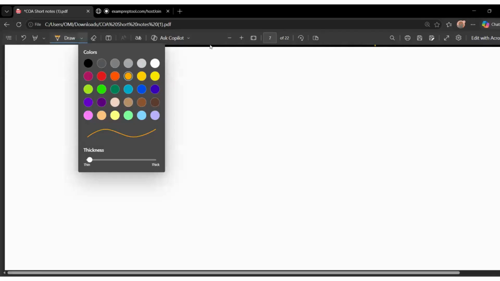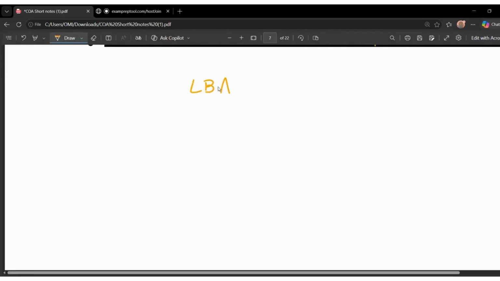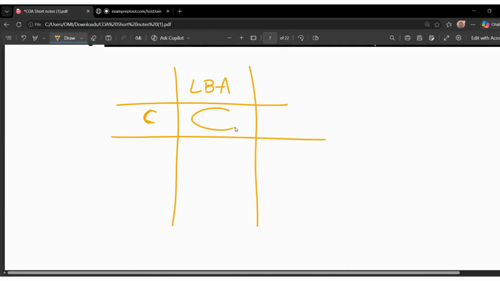I think I will add something here. So how to convert? You have to start with LBA. Now you have to divide with the C. Whatever remainder you get, that is the remainder.